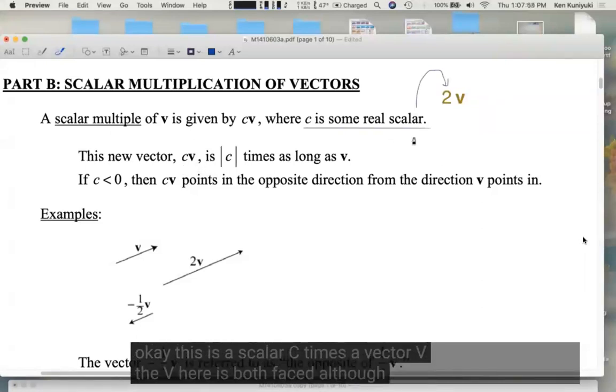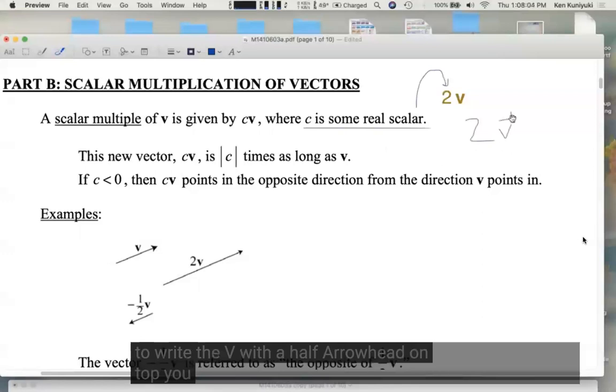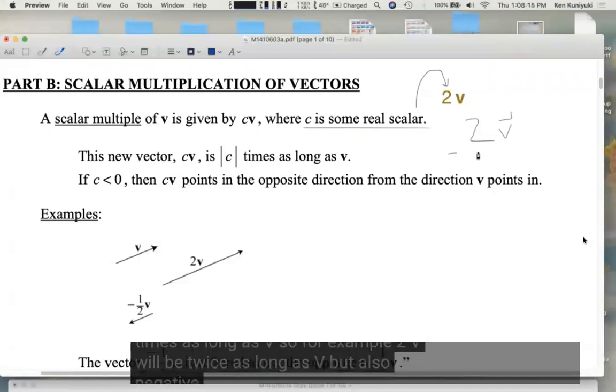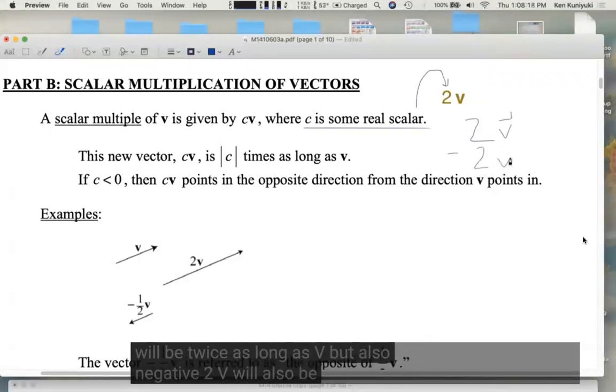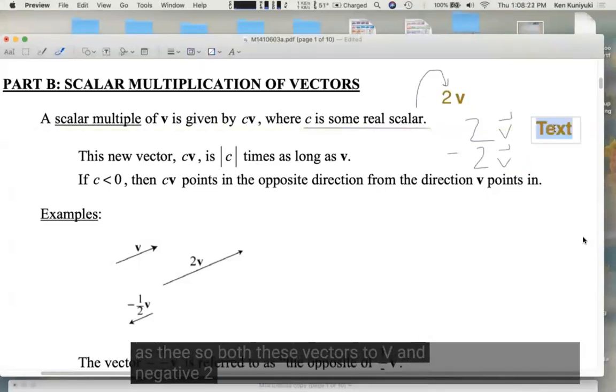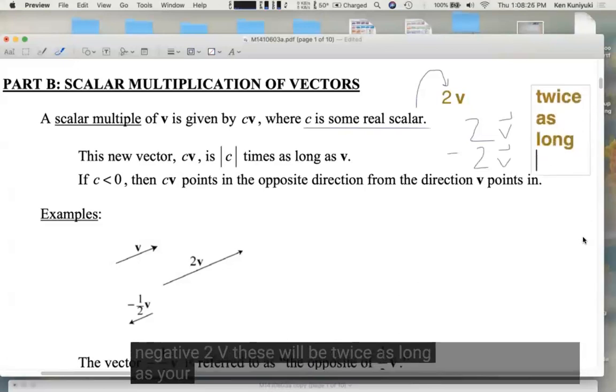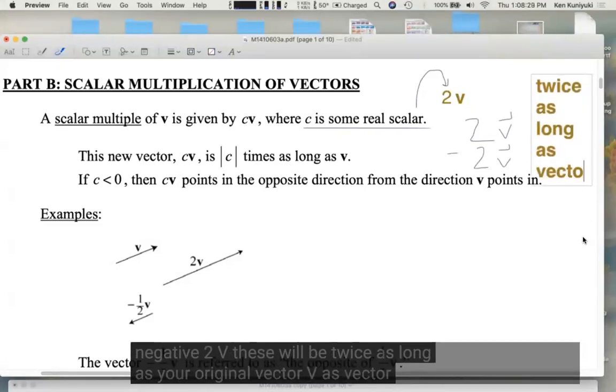Okay, so the new vector CV is a scalar C times a vector V. The V here is boldfaced. Although, if you're writing this, then you might want to write the V with the half arrowhead on top. You have to indicate a vector somehow. Now, the length of this new vector will be the absolute value of C times as long as V. So for example, 2V will be twice as long as V. But also, negative 2V will also be twice as long as V. So both these vectors, 2V and negative 2V, will be twice as long as the original vector V.